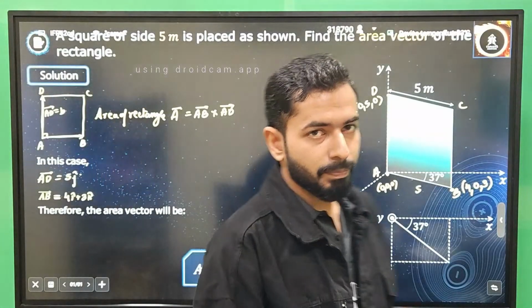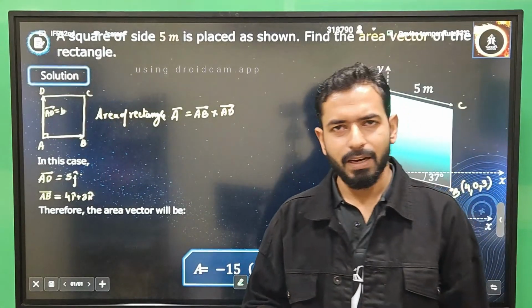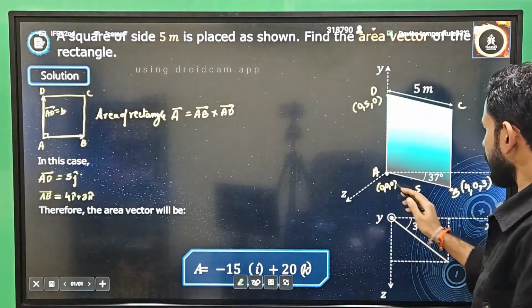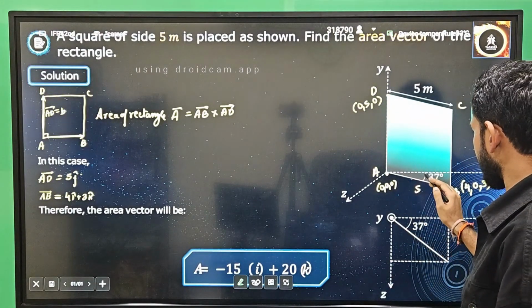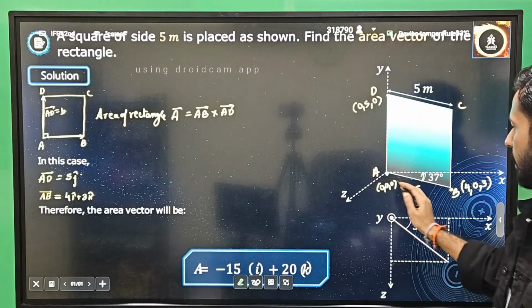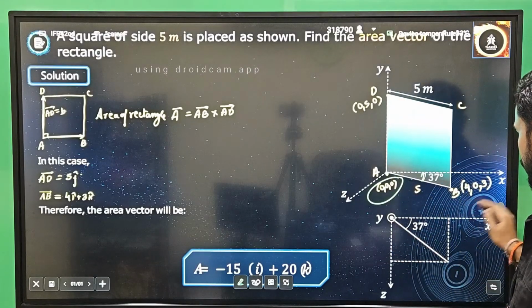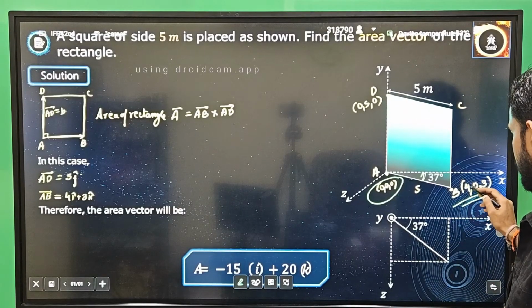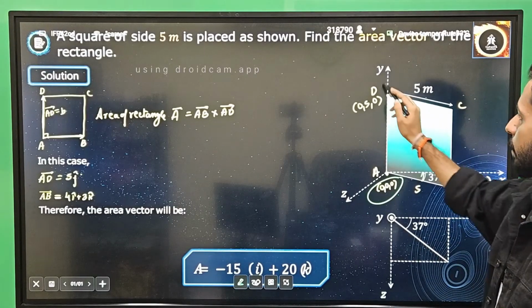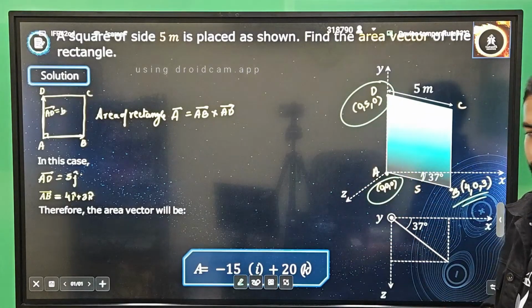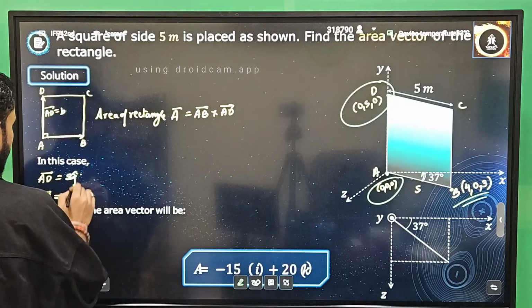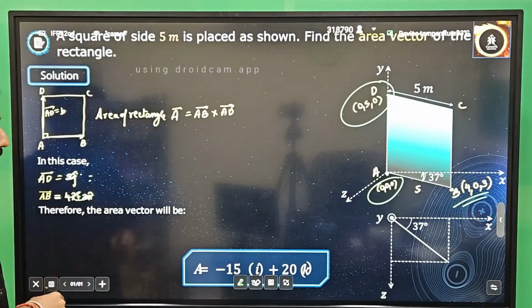Firstly, to find the area vector, how will you find it? Length into breadth. So firstly, we have to check what the vectors are. This is kept like this at some angle 37 from the x-axis. So what will be the points? The points are also mentioned for you. Now it will become very easy. This point is 4, 0, 3 and this point is 0, 5, 0. Now what will you write for the AD vector?